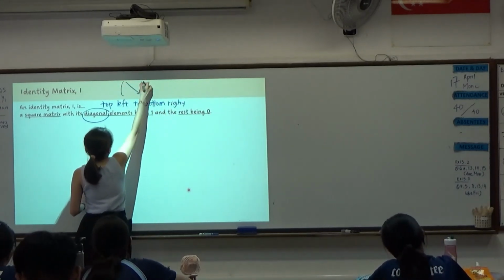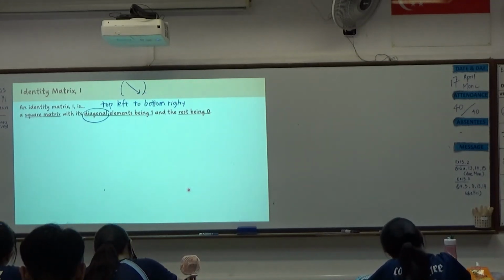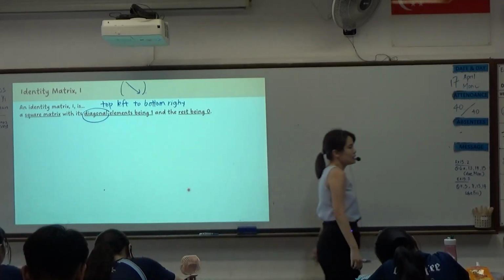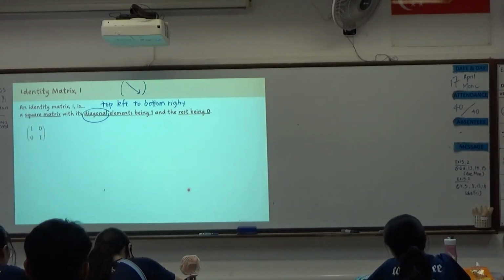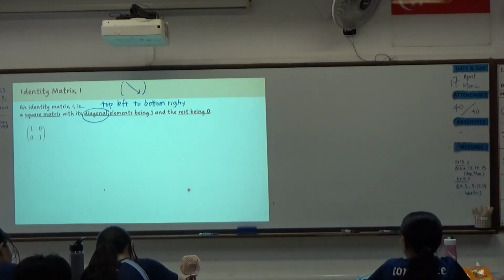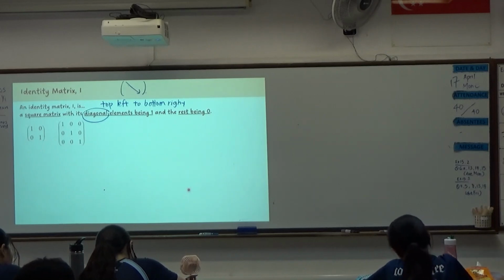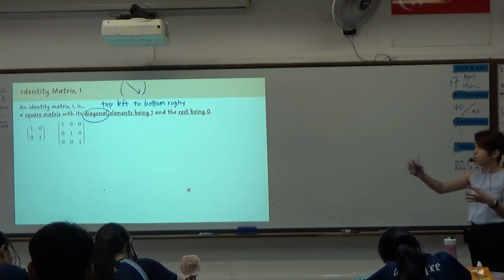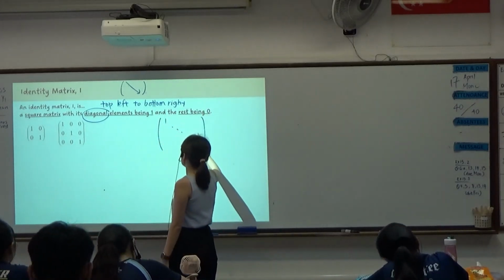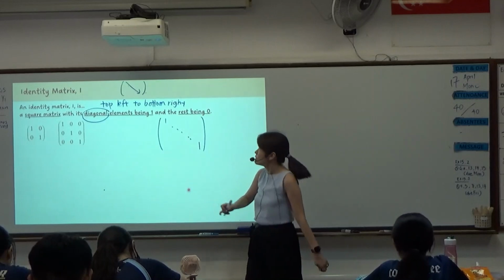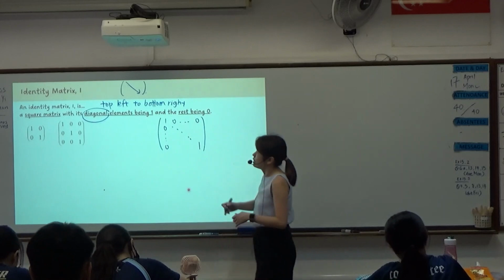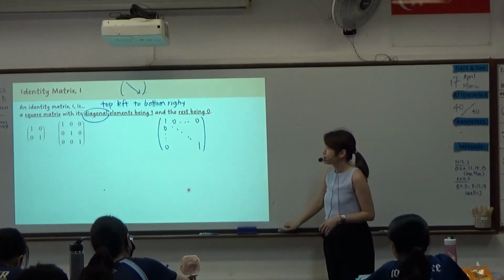So in this manner, whereby on this diagonal the elements are all 1 and the rest of the elements are 0. So for example, we have a 2 by 2 identity matrix as this, and also a 3 by 3 identity matrix that looks like this. Of course we can have a very large identity matrix, the n by n one, so long as the diagonals are always 1s, and on the other elements, they're always zeros.